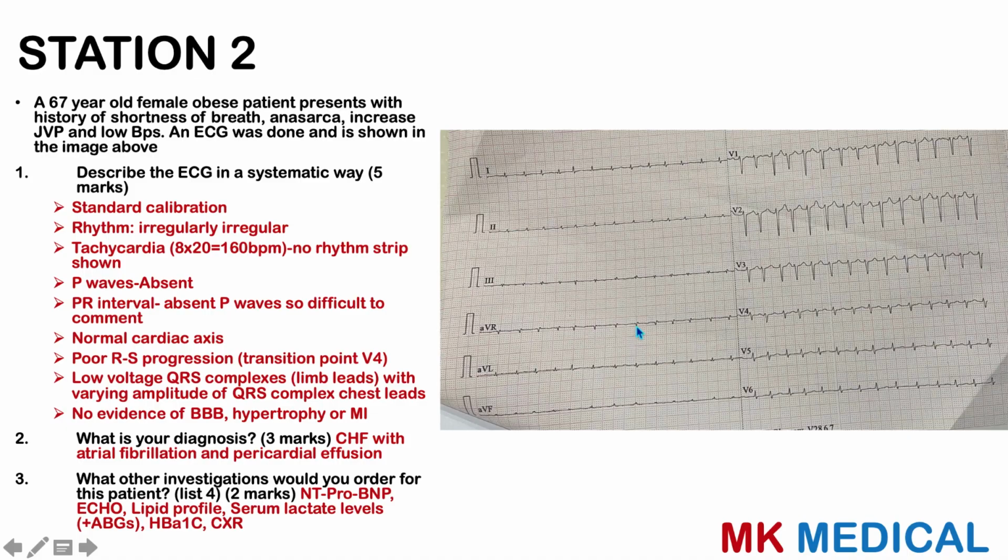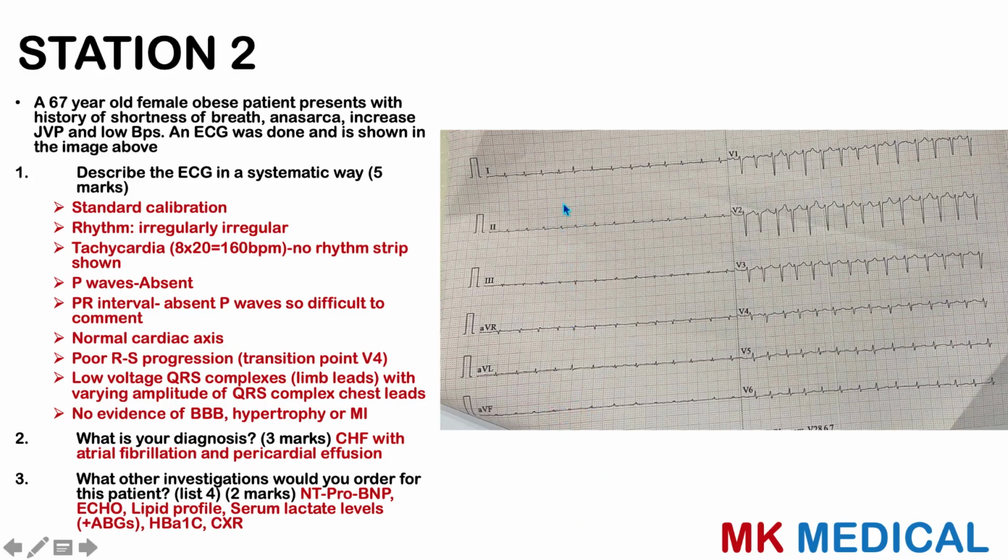How many QRS complexes do we have? 1, 2, 3, 4, 5, 6, 7, 8 QRS complexes. You multiply that by 20. So that's roughly a heart rate of about 160 beats per minute. But there is no rhythm strip here. We don't see any P waves. They are absent P waves.